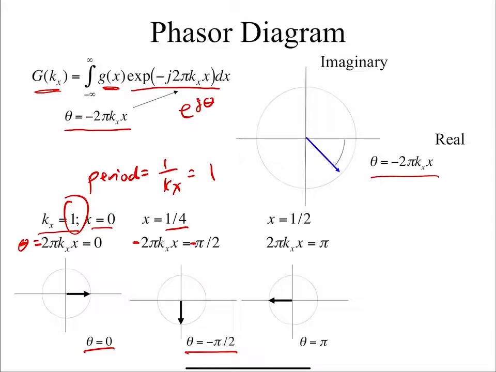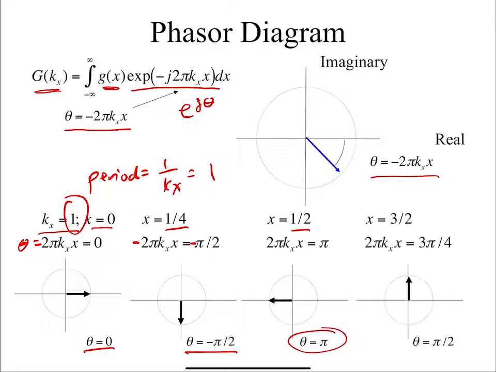And similarly, for x equals a half, I've gone half the way, so now theta equals pi. And if I go to 3/4, then I've gone 3/4 of the way, and therefore theta equals pi over 2. So that's just re-emphasizing that you want to think about this 2 pi kxx as telling you what angle you are at. What angle is the magnetization at?